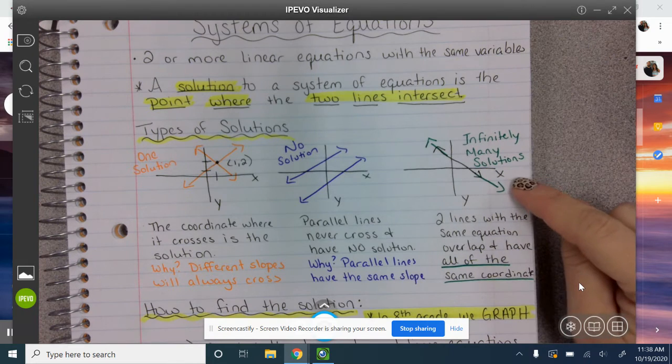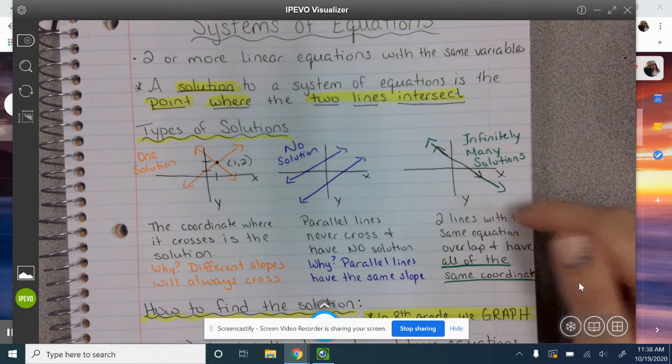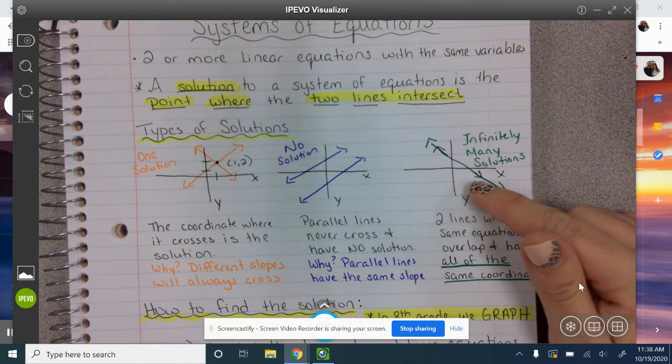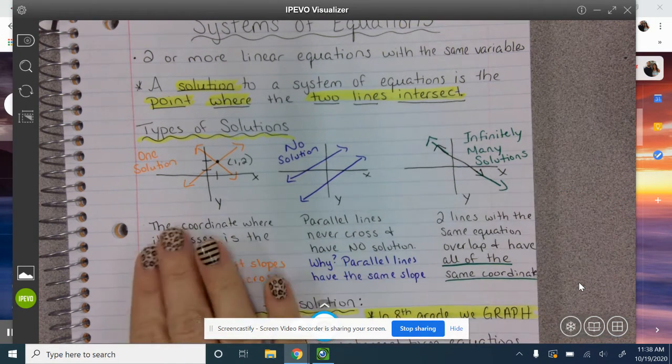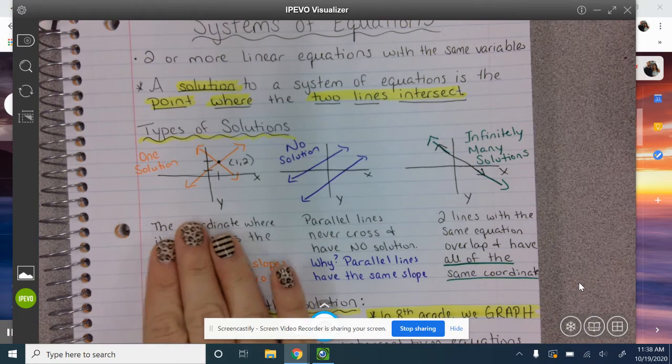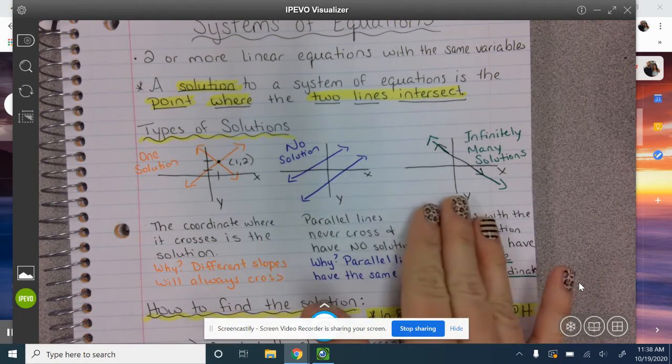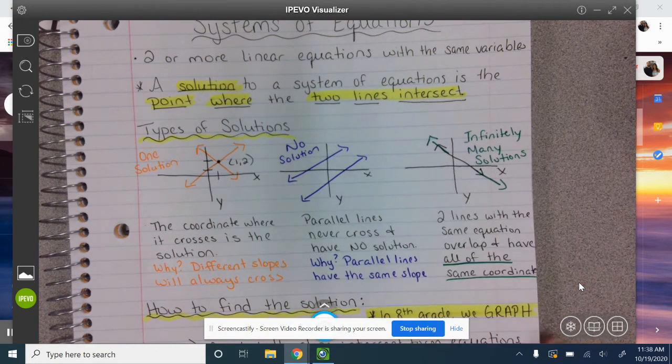Our third option is infinitely many solutions. These two overlap. They are the exact same line. Every coordinate for line A and line B is going to be exactly the same. Now, typically, the majority of the ones you see are going to have one solution, but know that you can see some that have no solutions and infinitely many.